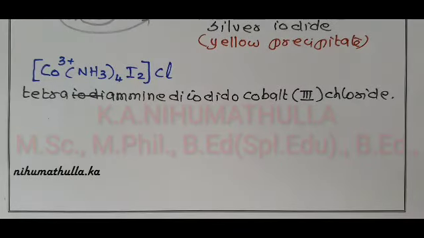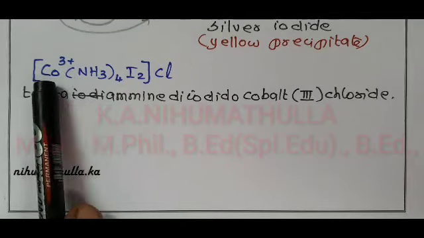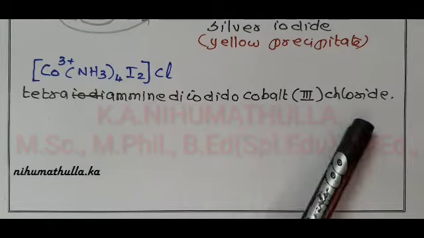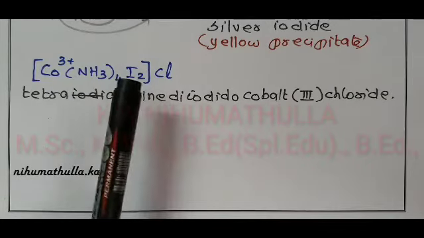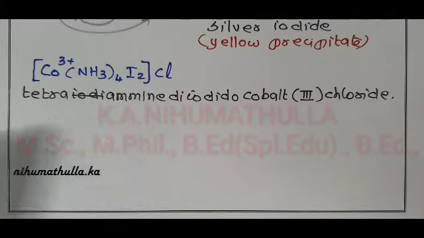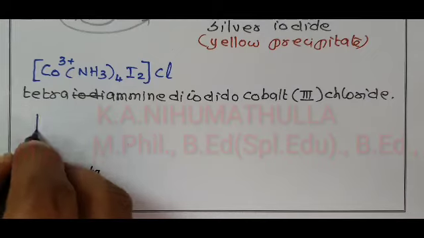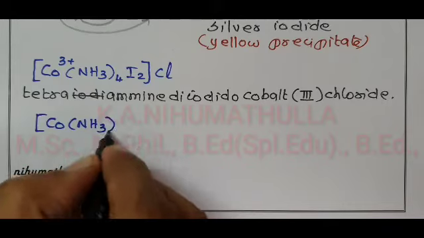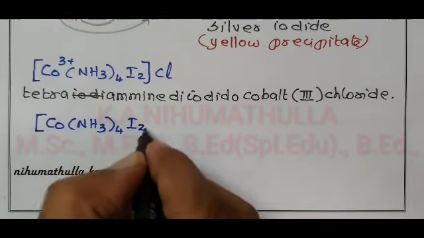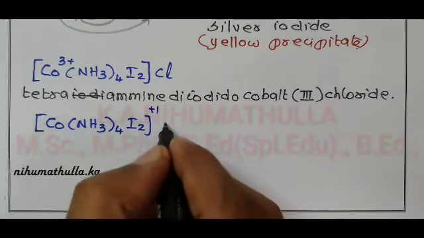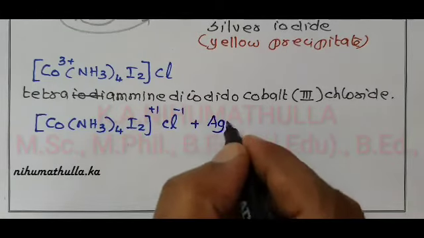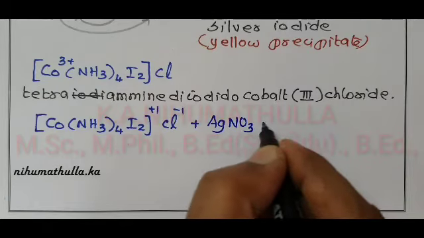What is the first question? A solution of tetraamminediiodidocobalt(III) chloride when treated with AgNO3 gives a white precipitate. Now we can write the equation. This complex, Co3+ NH3 4 times I2 plus 1 chlorine minus 1, when treated with AgNO3.